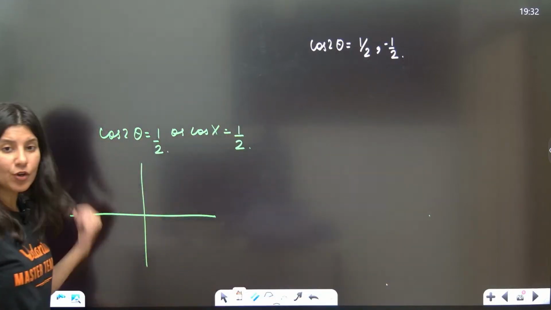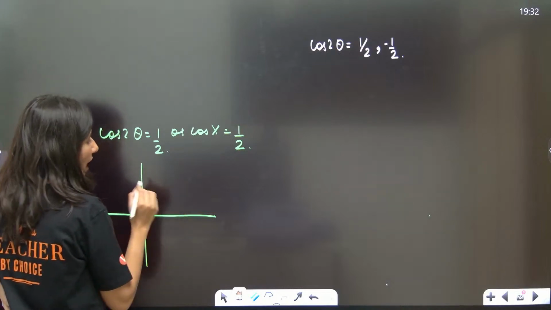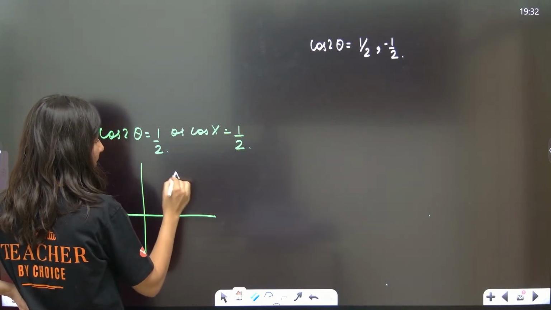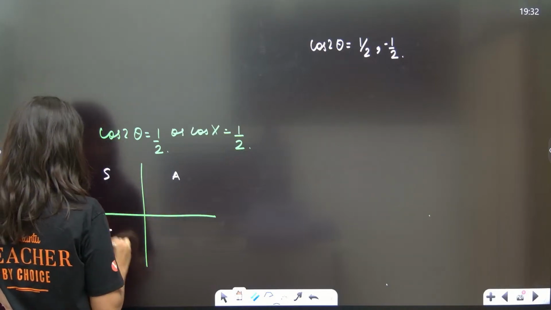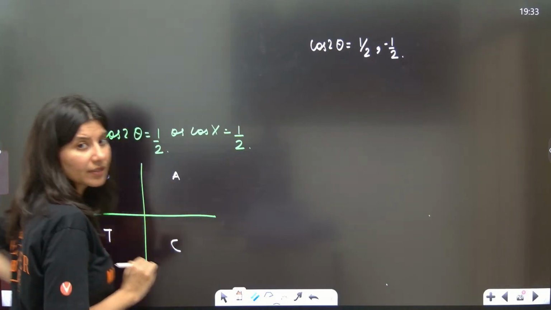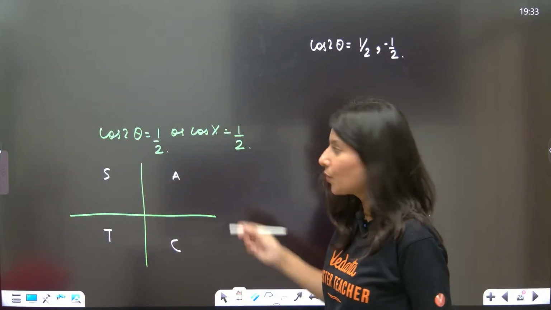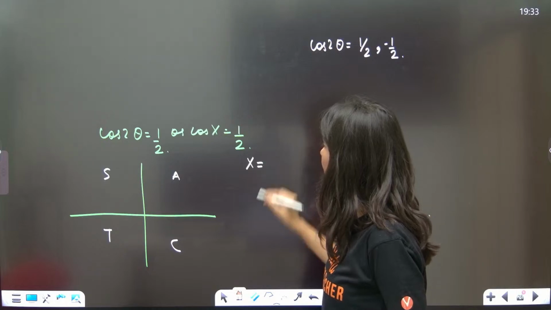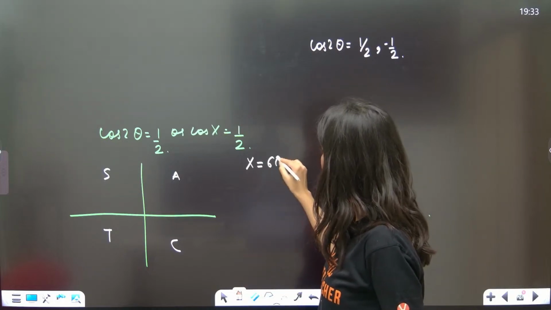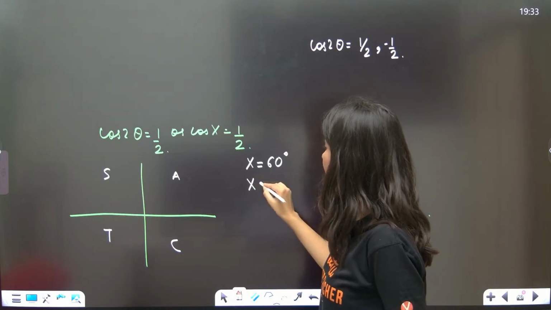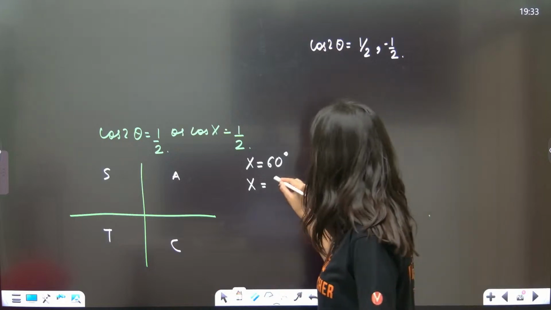Okay, so all 4 quadrants, just let me know. x is equal to half. So half will be in the first quadrant. Cos x equals half will be there in the first and fourth quadrant, right? So x is equal to what? 60 degree. And x can also be 360 minus 60, so 300 degree.